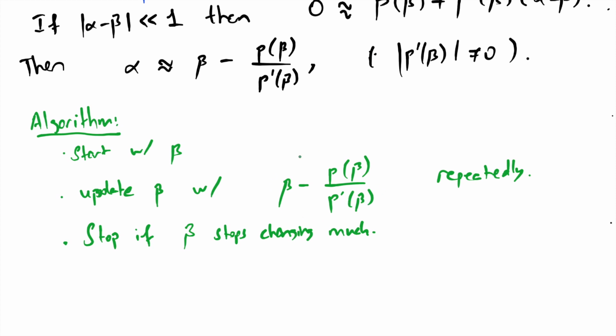This, by the way, is a rational expression. So p was a polynomial, p prime is a polynomial, so this is just a rational expression in terms of beta. It's a quotient of two polynomials. So you evaluate this rational expression at beta, and then you substitute the value of beta for this number, and then you repeat. So you constantly evaluate this rational function at its own values. This is some kind of a discrete dynamical system. And if this value stops changing, then you stop. Let's call it the sloppy Newton's algorithm.